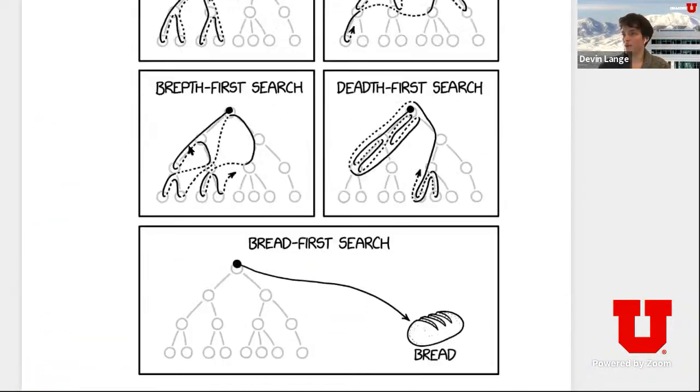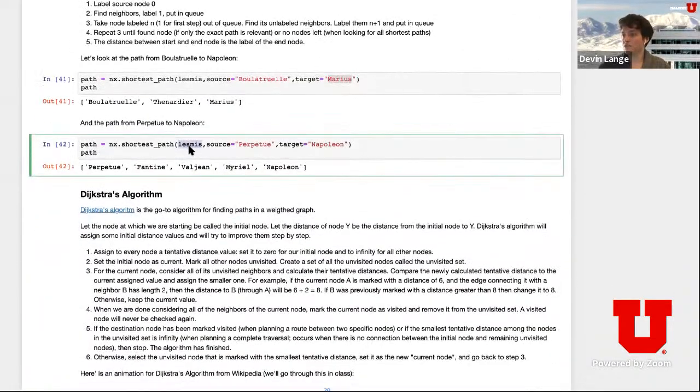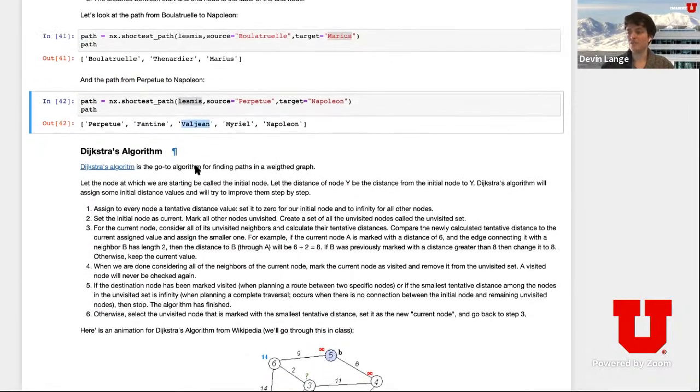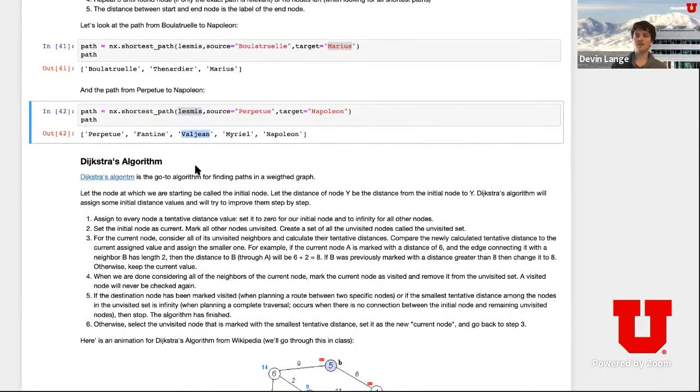No, I believe we made a copy there. Okay. Yeah, otherwise we wouldn't be getting Valjean as part of the shortest path. Yeah, so to do this same operation, you can make some adjustments and it will work for a weighted graph. And that algorithm is actually called Dijkstra's algorithm.